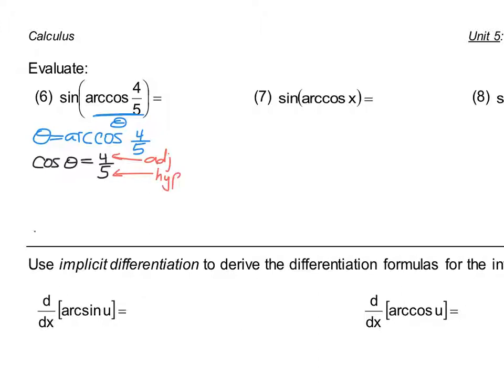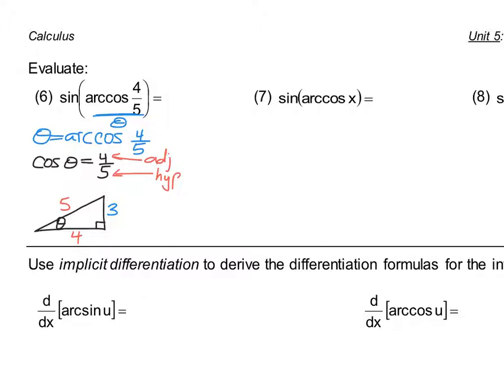So I could draw a triangle, a reference triangle with a reference angle theta. I can place my adjacent side, make it a 4, my hypotenuse, make it a 5. What's my missing side? 3. Nice Pythagorean triple.